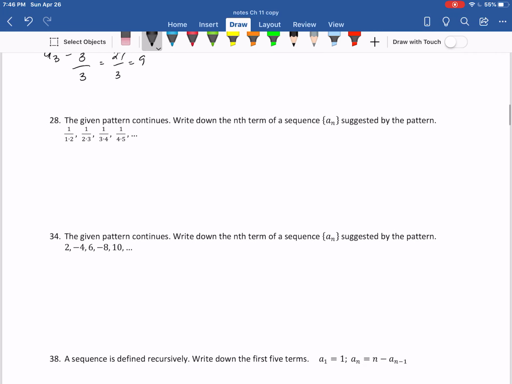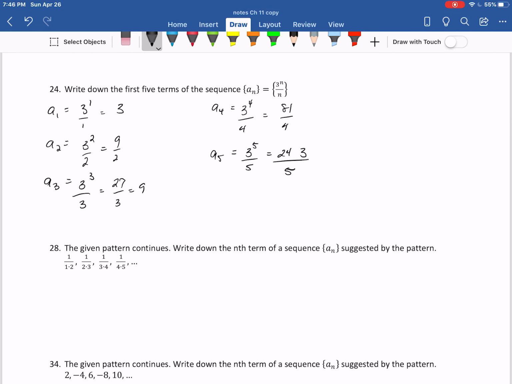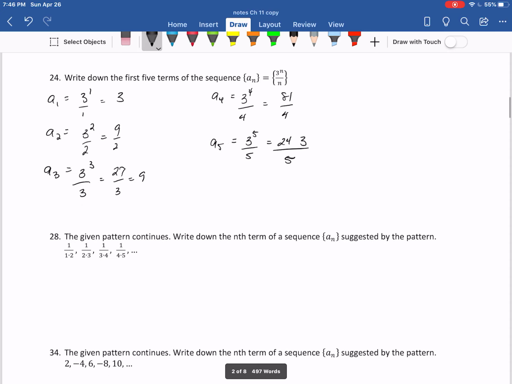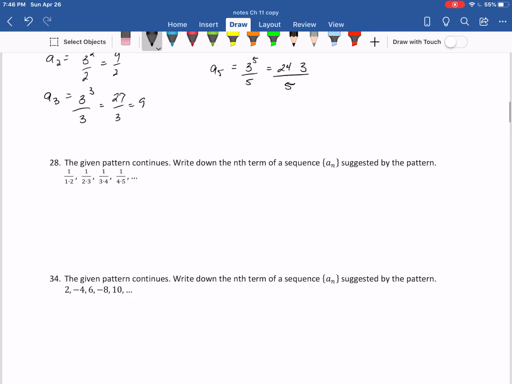Number 28, this given pattern continues. Write down the nth term of the sequence as suggested by the pattern. And so what you're trying to find now in this example is what this pattern is doing. This is the opposite of what we just got finished looking at. So instead of having the sequence pattern given to us and writing out the terms from that, we are given the first 4 terms, and we have to figure out what the pattern is based on what we see, the similarities. How do you get from one term to the next? What seems to be happening?